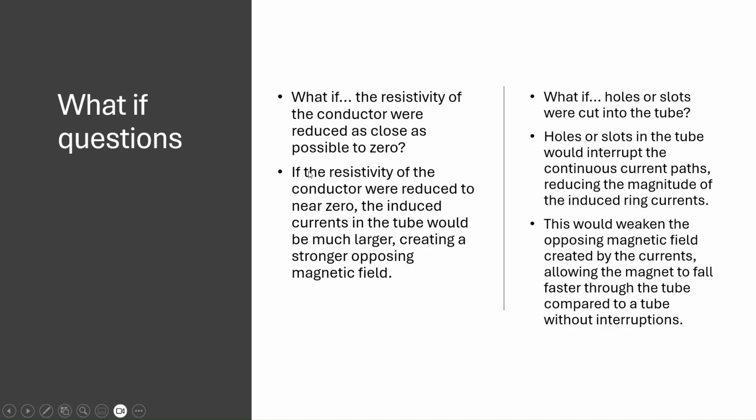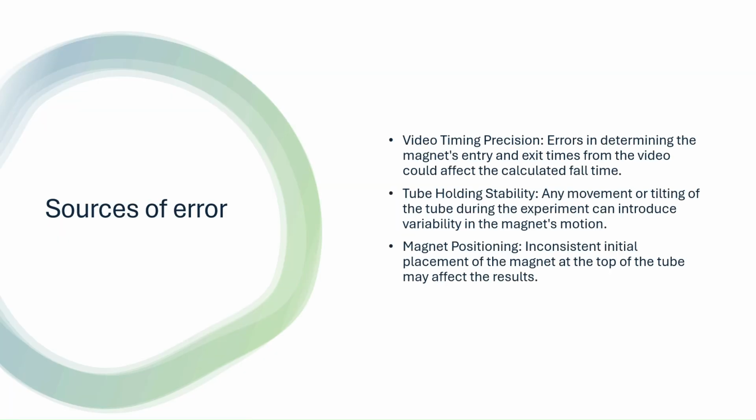So what if the resistivity of the conductor was reduced to almost 0? The induced currents in the tube would be a lot larger, and this would create a much bigger opposing magnetic field. What if holes or slots were cut into the tube? This would interrupt the current path and it would reduce the induced currents of the ring.